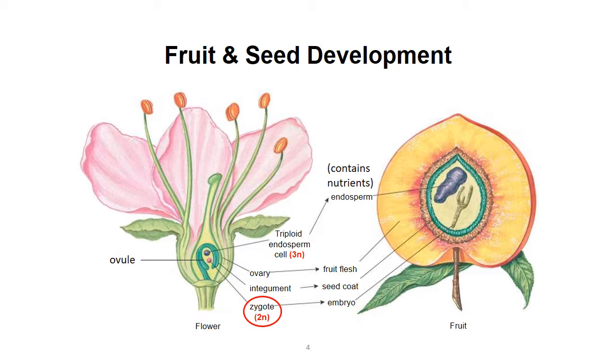Take note of the zygote. The zygote is diploid. Another one is the triploid endosperm. If you remember, it is formed from the polar nuclei, which fuse with the sperm cells to give rise to the triploid state.